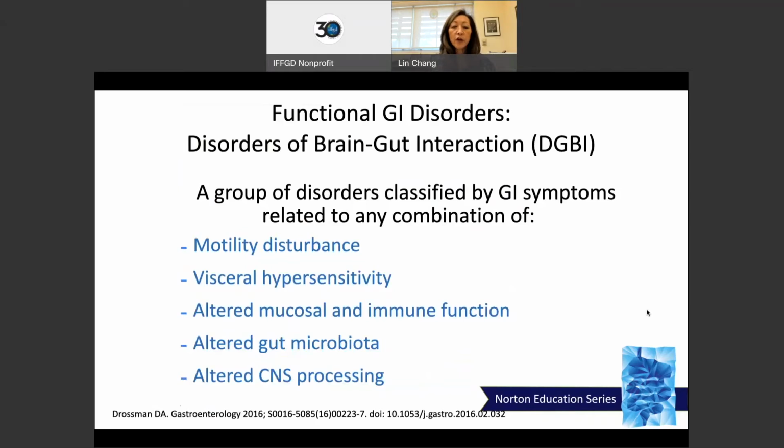So now we refer to functional GI disorders as disorders of gut-brain interaction. And that's because a lot of scientific evidence shows that these are a group of disorders classified by GI symptoms related to any combination of the following: motility disturbance, visceral hypersensitivity, altered mucosal and immune function, altered gut microbiota, and altered central nervous system processing.